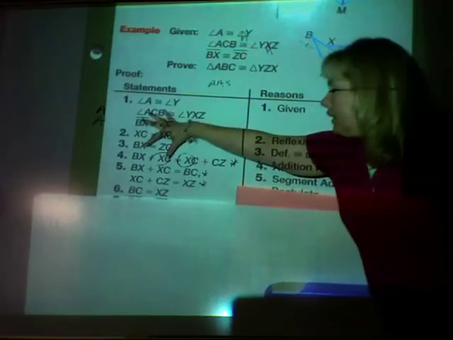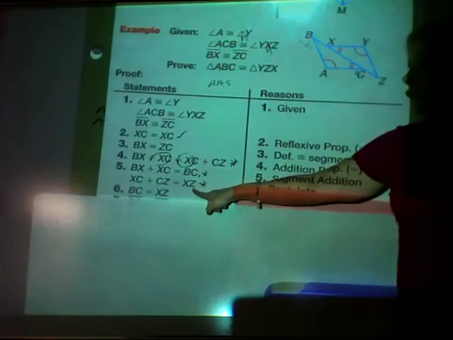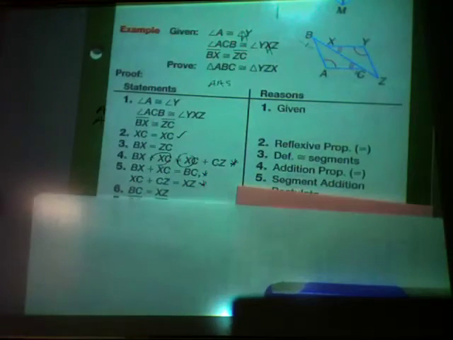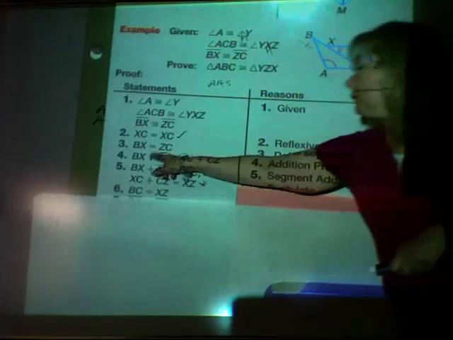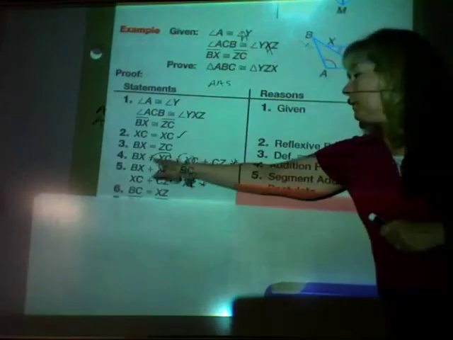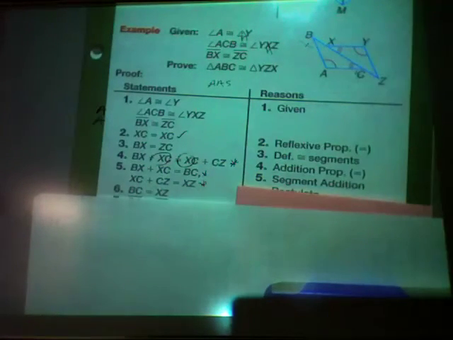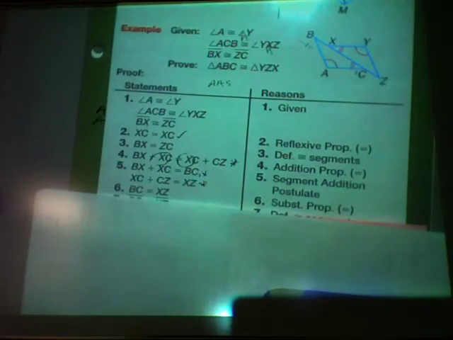So now, if these pieces are equal, and each of these pieces from here are equal to BC and XZ, then doesn't it stand to reason that BC is congruent to XZ? Right? What do you think the reason is? This is equal to this, and this piece is equal to this, and this piece is equal to this. So now those pieces are equal. It is not the transitive property, right? It is the substitution property, because all we're doing is substituting one thing for another.